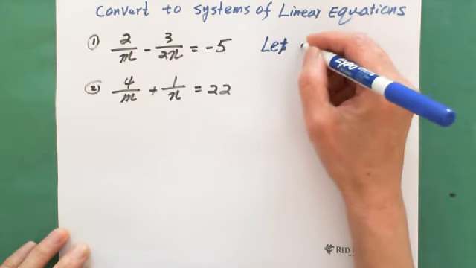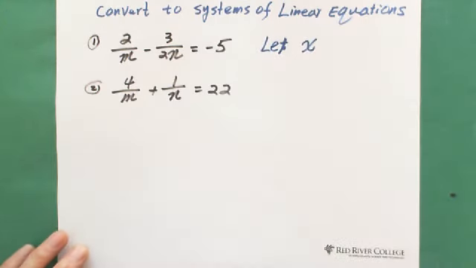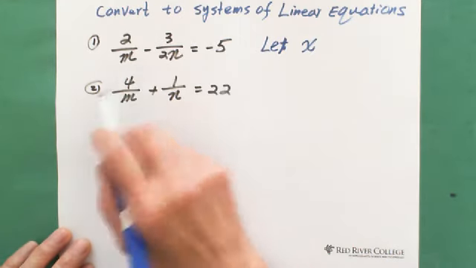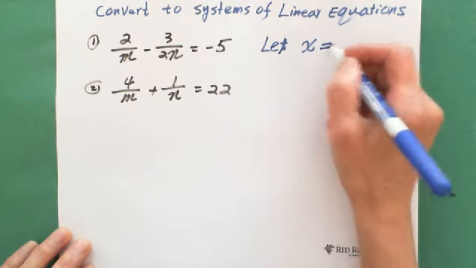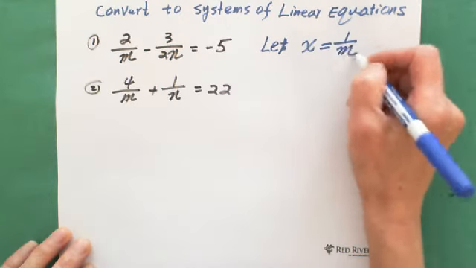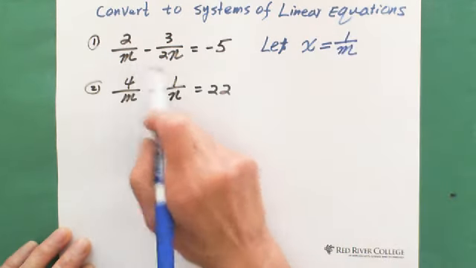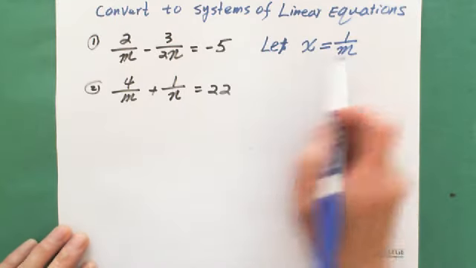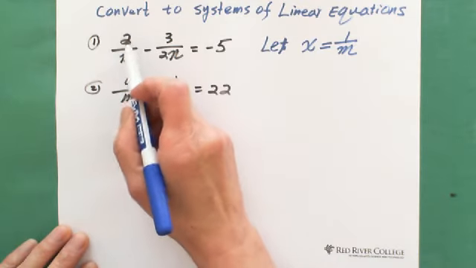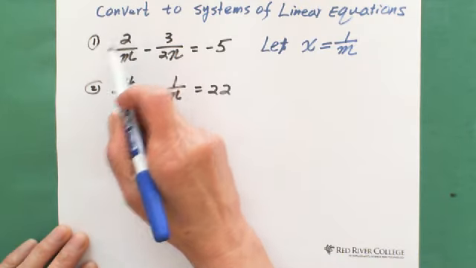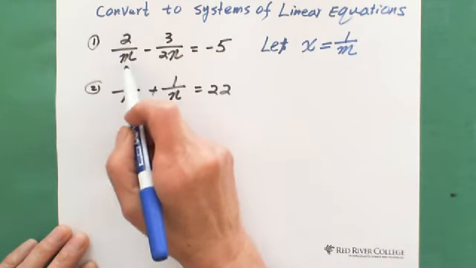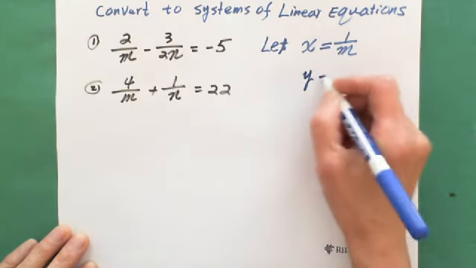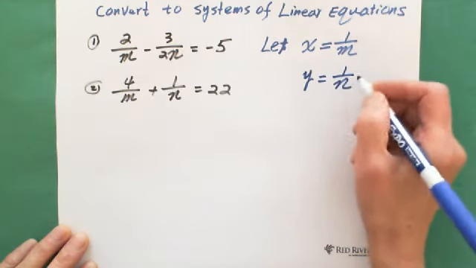We're using new variables. In the question we have m and n. We use x equals 1 over m, because m is in the denominator. If we use x equals 1 over m, then 2 over m is 2 multiplied by 1 over m, which becomes 2x, right? So x equals 1 over m, y equals 1 over n.